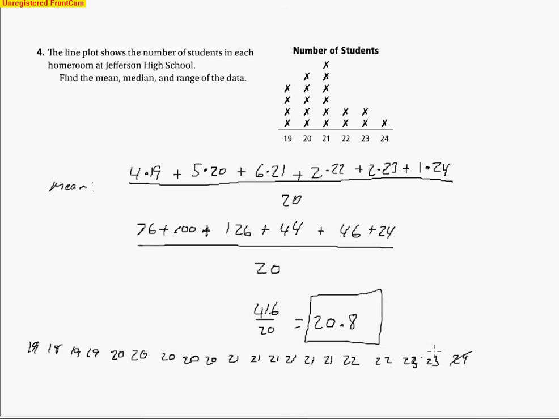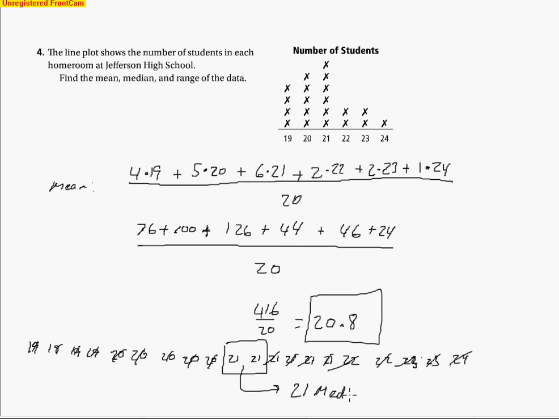And so when I'm working into the middle, I just kind of cross off some numbers as I go. And then I see that the 2 middle numbers are 21 and 21. So that tells us that 21 is going to end up being our median.